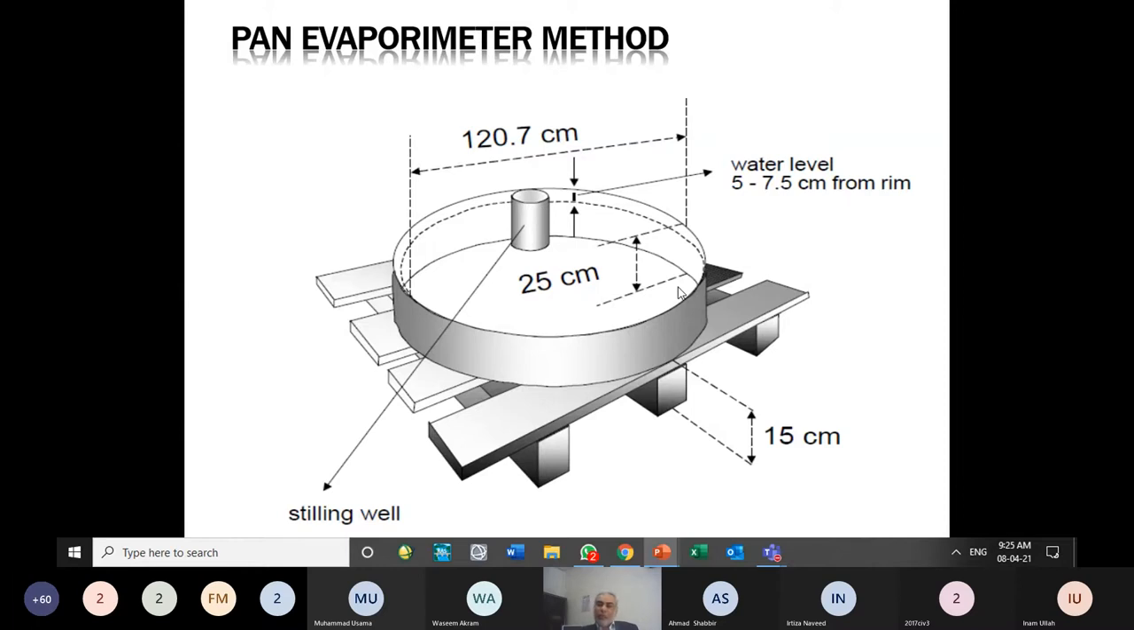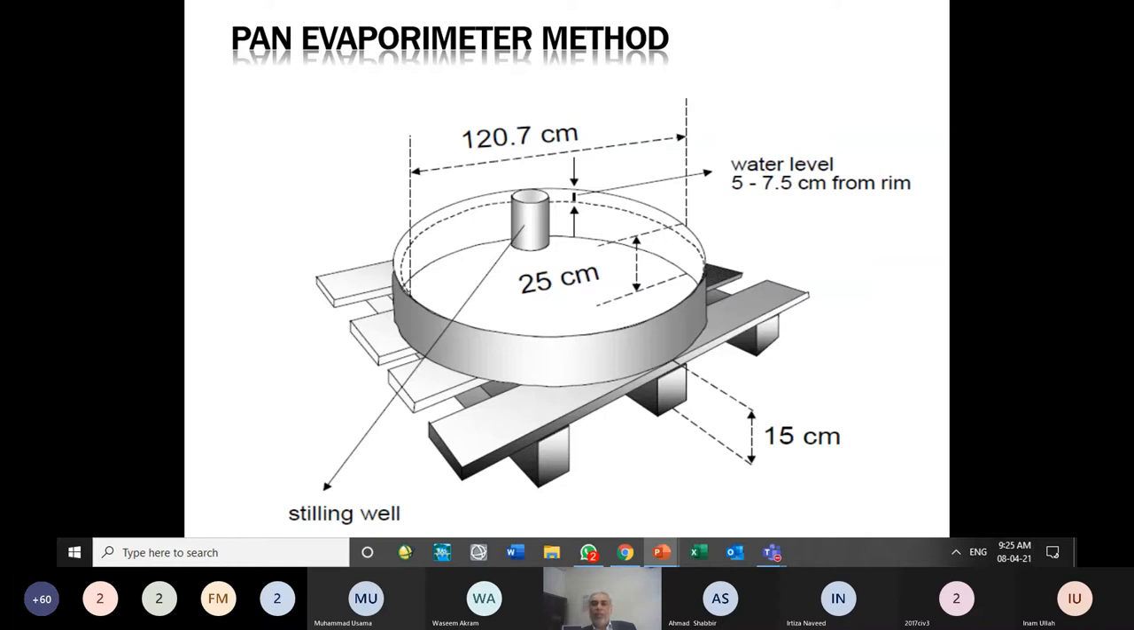We measure the water depth in the pan today. We measure the water depth in the pan tomorrow at the same time. The difference will tell me the evaporation in one day. If rain occurred on the previous day and a rain gauge is available, subtract that rain from that measurement. Then you will get the pan evaporation.